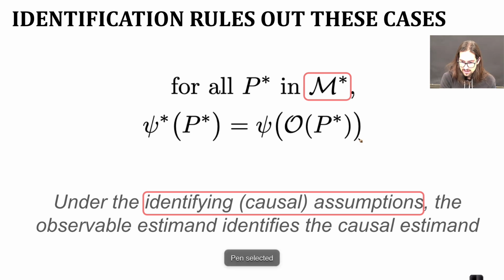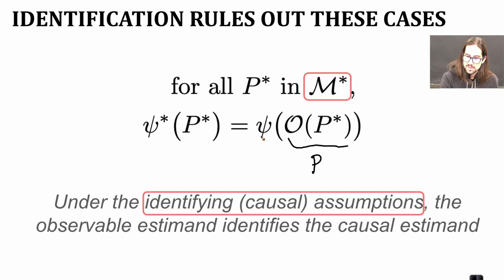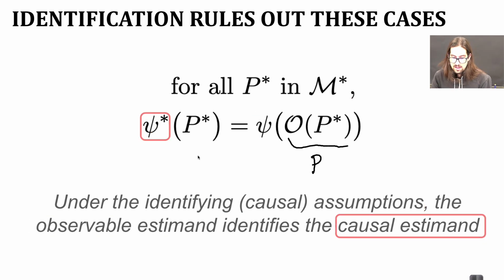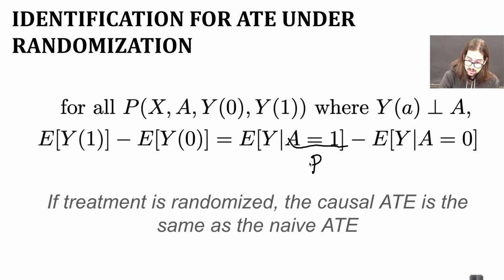So this little guy here, this is the P that we actually get to draw data from. And we're saying, okay, if we could draw infinite data from this and estimate this naive ATE, that would be the same as drawing infinite data from the causal data generating process and estimating the causal ATE, which is what I have here and here. So just a little pithy shorthand way of saying all of that, which is tidy.